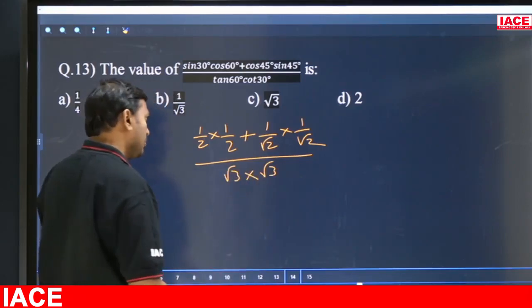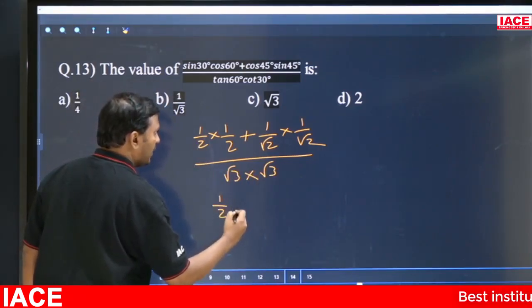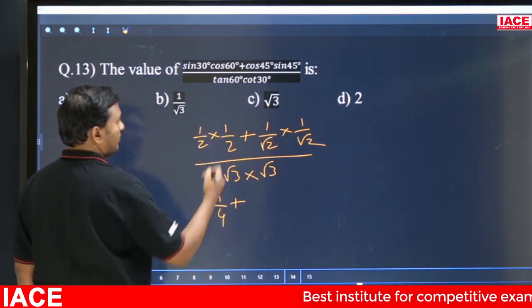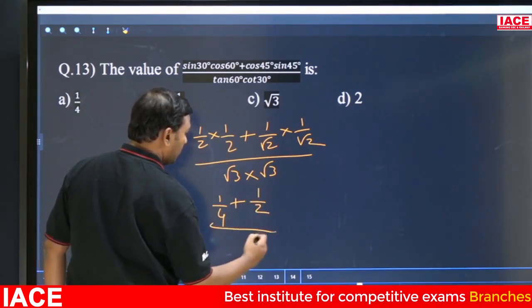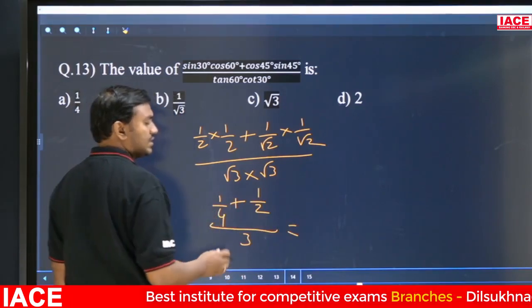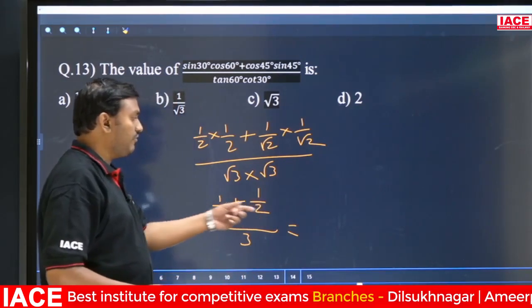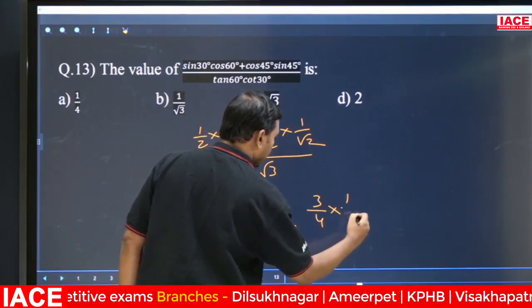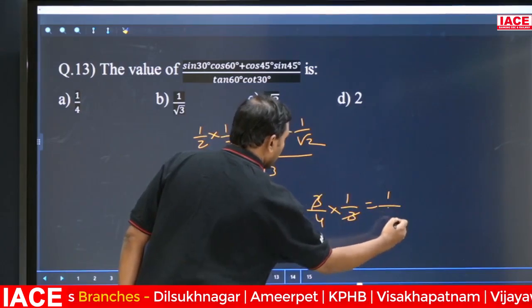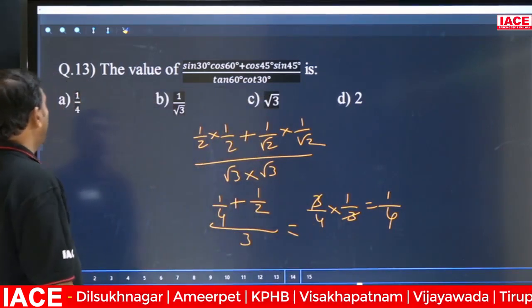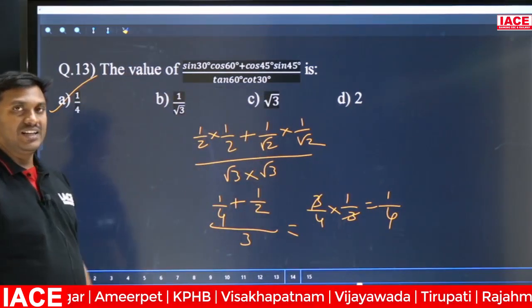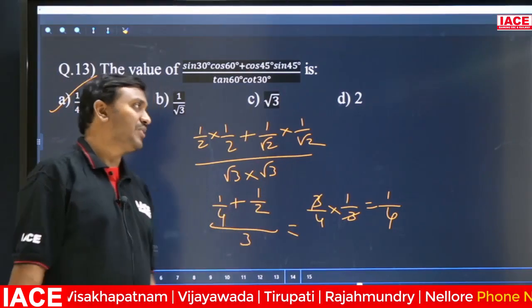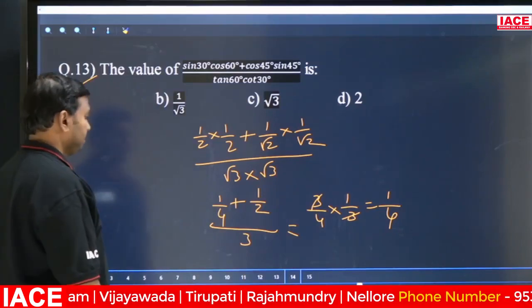That's it. Over. That is 1 by 2 plus 1 by 4 plus 1 by 4 plus 1 by 2 by 3. Half plus quarter is 3/4, that is 3 by 4 by 3 into 1 by 3. So the answer is 1 by 4. Option A is the right answer. Very simple question. The only thing you have to do is substitute the values. That's it. Okay? Right.